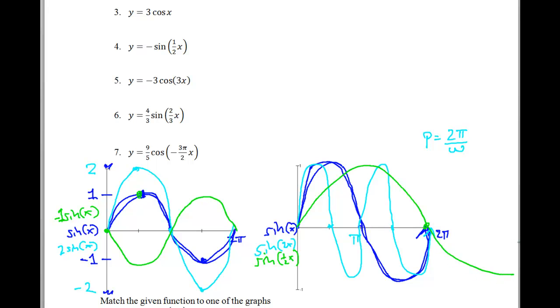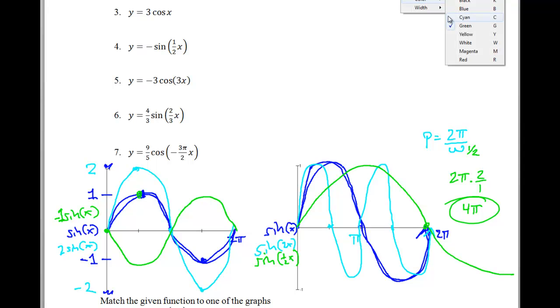It'd take us to 4 pi to get to the same distance, because if my period is 2 pi and I'm traveling at half speed, then my half would be in the denominator, and 2 pi divided by a half is the same thing as multiplying by 2 over 1, which is 4 pi. So I would make one cycle in 4 pi instead of just 2 pi. Now that's kind of interesting to think about when you look at these type of problems, these amplitudes and cycles or periods, without actually graphing.